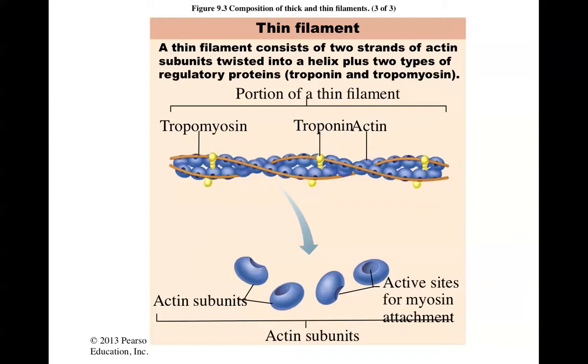So that's where we turn to our fourth protein, which is troponin. Troponin actually has three subunits. It's usually drawn with three subunits on it. One of the subunits will bind directly to actin. One of the subunits will bind directly to the tropomyosin ribbon. And one of the subunits is a binding site for calcium. When calcium binds to troponin, it swings the tropomyosin out of the way and opens up the active sites of actin, and allows the myosin heads to bind.